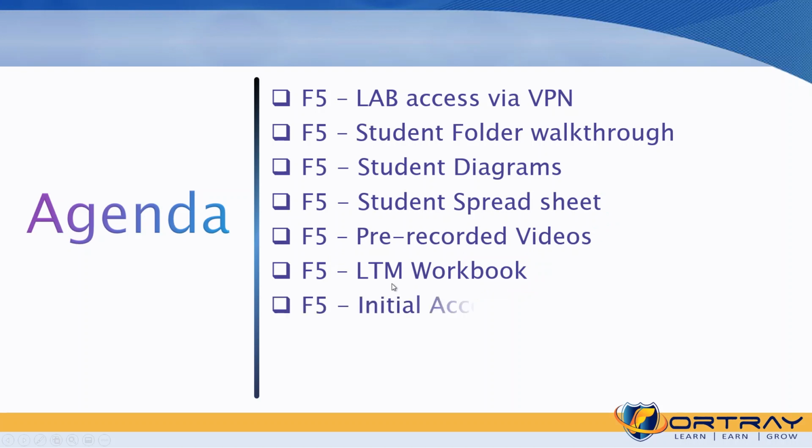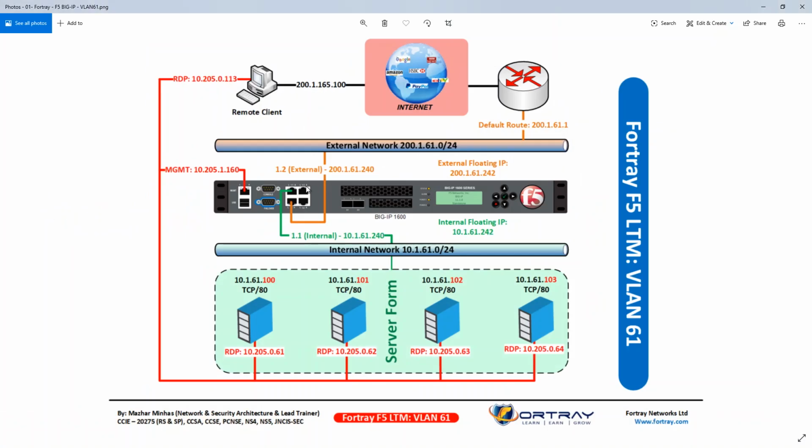Most importantly, on the first day when you are going to access the F5, we provide you the two F5 devices. As you can see, we have two F5 devices, 10.205.1.160 and another IP as well, which I think is not in this diagram, 10.205.1.161. These are the two BIG-IP devices we have provided.